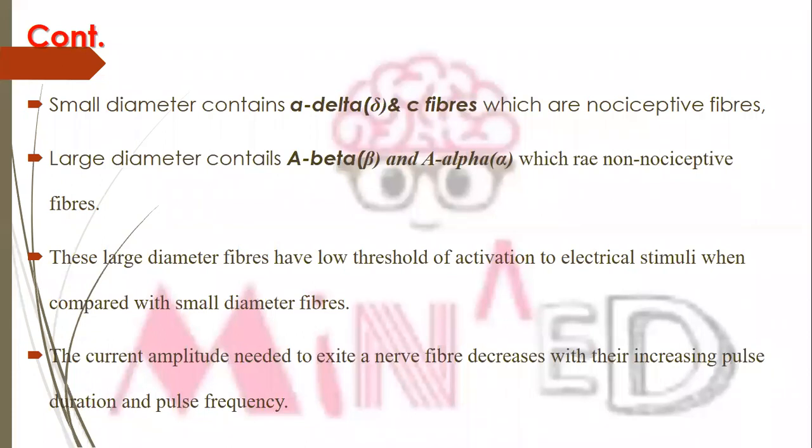The current amplitude needed to excite a nerve fiber decreases with increasing pulse duration and pulse frequency. If you wish to activate large diameter fibers without the activation of the small diameter fibers, that is the A delta and C fibers, and the large diameter fibers are A beta and A alpha fibers, you have to select low intensity, high frequency current, that is 10 to 250 pps, that is pulses per second or hertz, with pulse duration between 10 to 100 microseconds. If you increase the pulse duration, it will lead to activation of small diameter fibers at low amplitude.